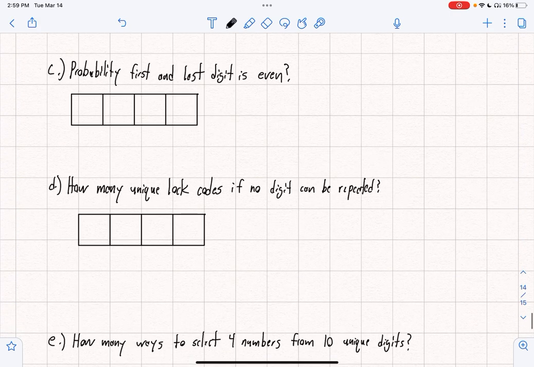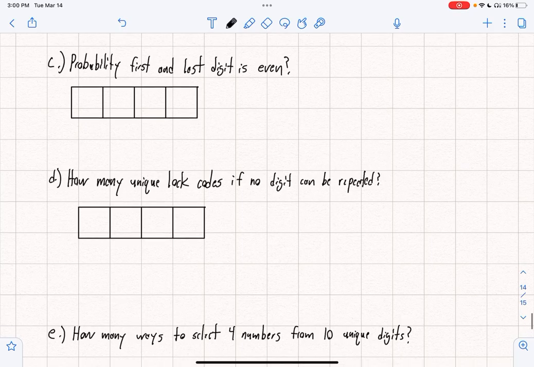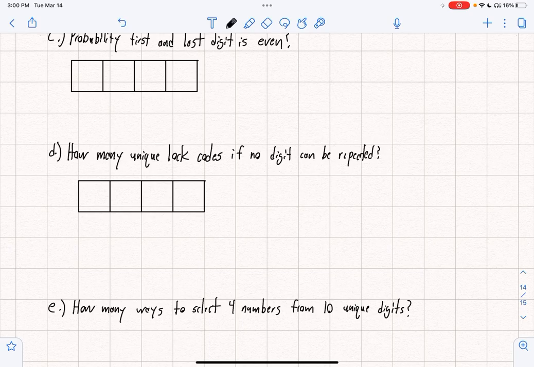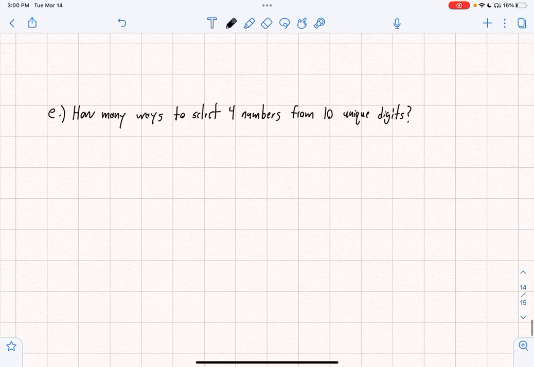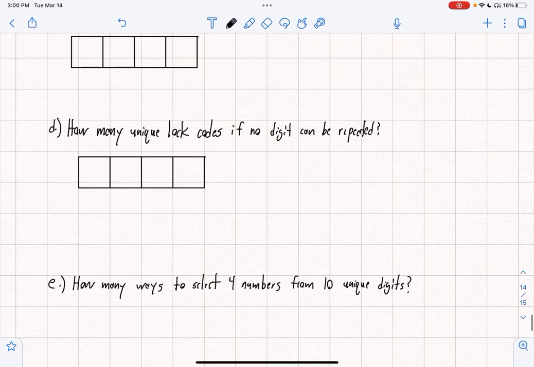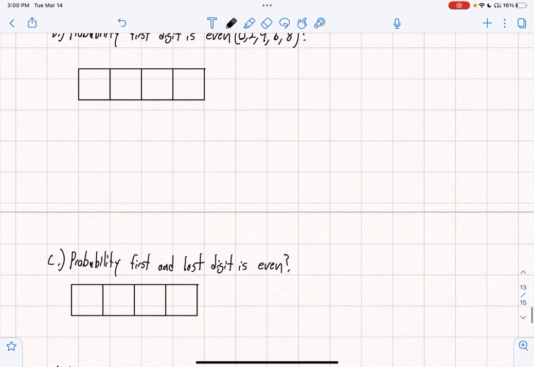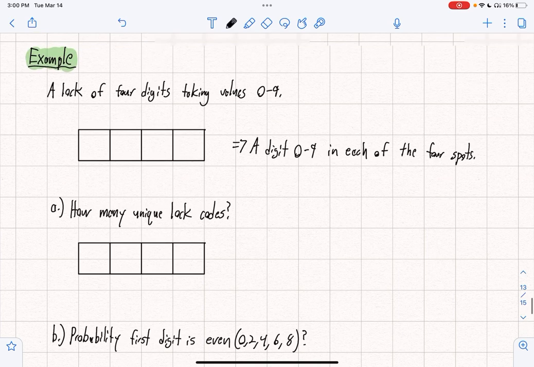Part C, what's the probability both the first and the last digit is even? And then D, how many unique lock codes are there if we can't repeat any digit? So if you got, say, the digit 2 here, then 2 cannot be used here, here, or here. And then finally, this isn't really the lock question, but I'm just asking how many ways can we pick or select 4 numbers from 10 unique digits? So if you want to try these, go ahead and pause the video and see what you can do. But I'm going to get started on these.